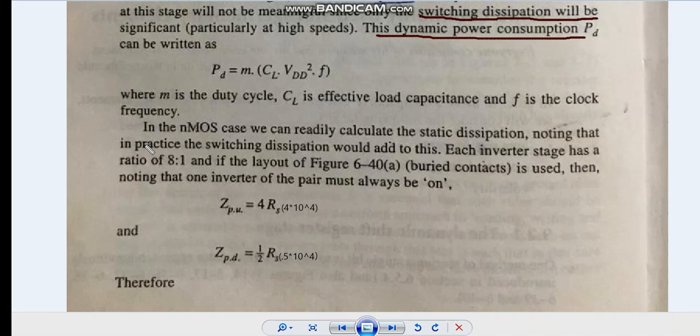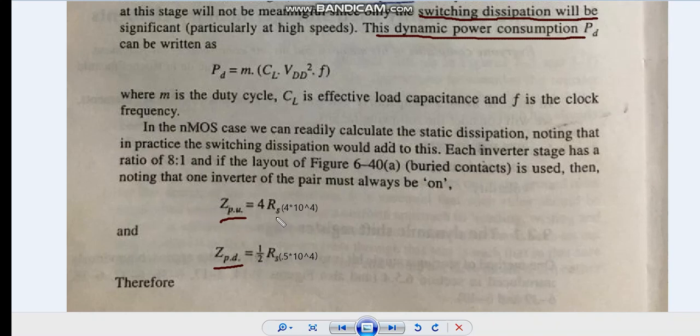Okay, how much static power dissipation takes place when we store a 1 bit of data? The calculation goes like this. Here we have a pull up and a pull down, the ZPU and ZPD. We already know all these terms. Pull up is given by 4 into RS.